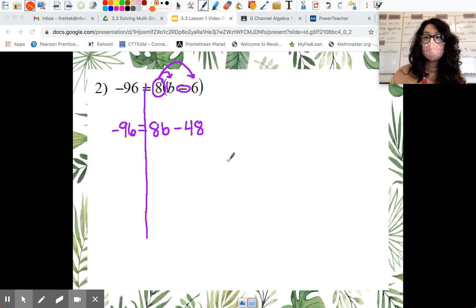Now I need to ask myself, do I have any like terms to combine? Well, I can't combine anything on the right-hand side. This has a variable and this doesn't. So I skip that step. Now it's a 2-step equation that I can solve. I need to undo my constant first, which is the negative 48. To undo it, I add it to both sides.